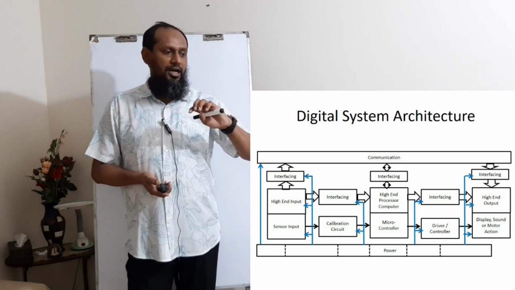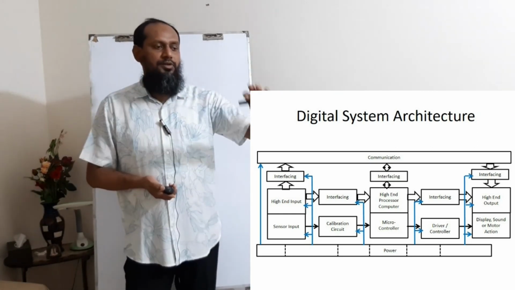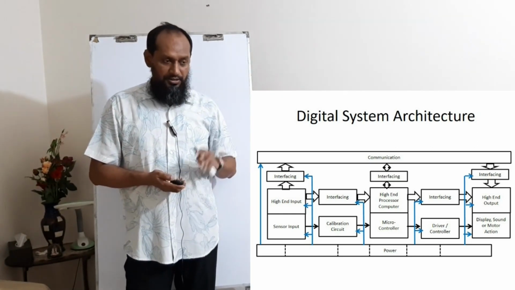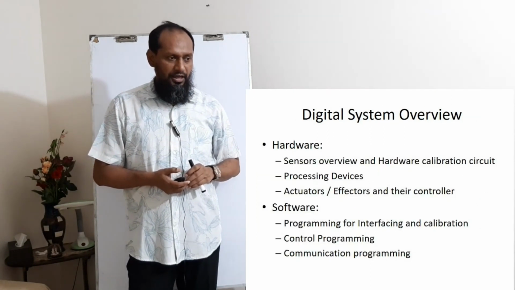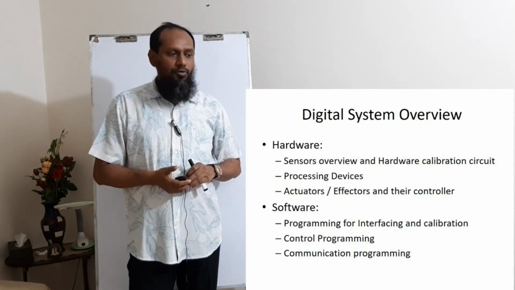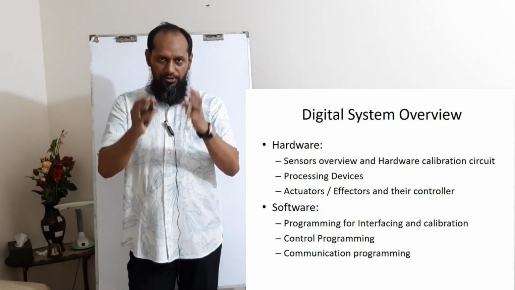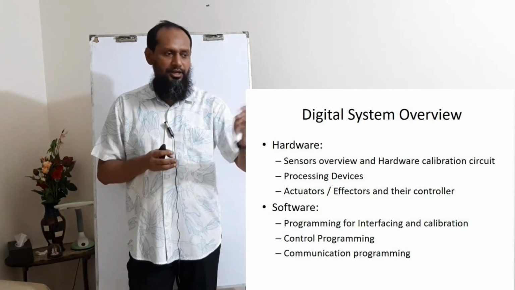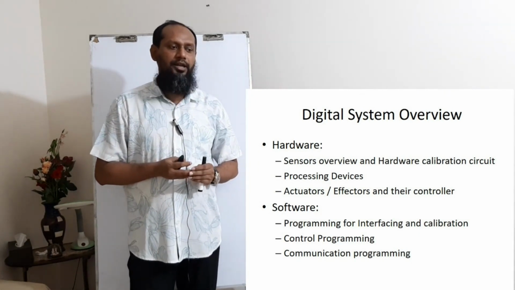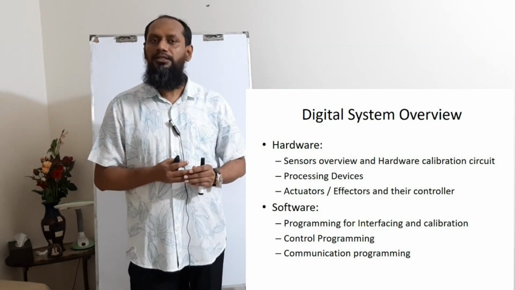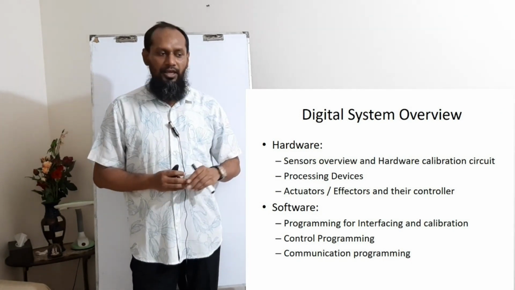Okay, so that is the system architecture of a digital system. Keep in your mind, this is very important. Now the system overview, as I told you, in hardware: input, processing, output. You can see here, sensor overview and hardware calibration circuit will be discussed in this part.